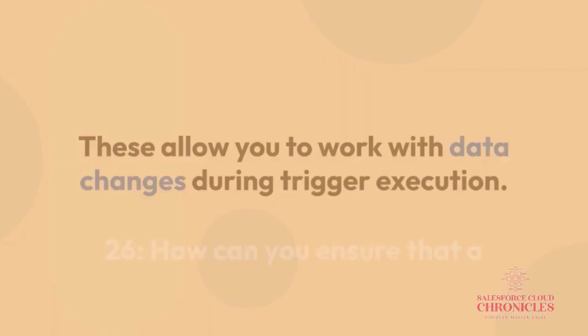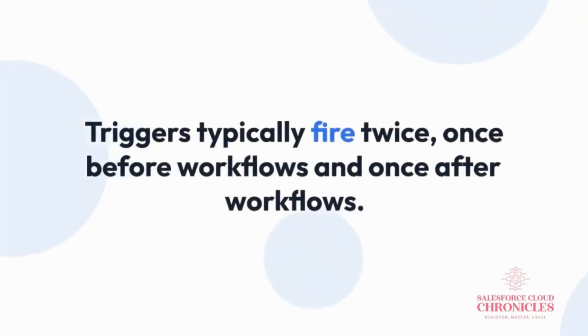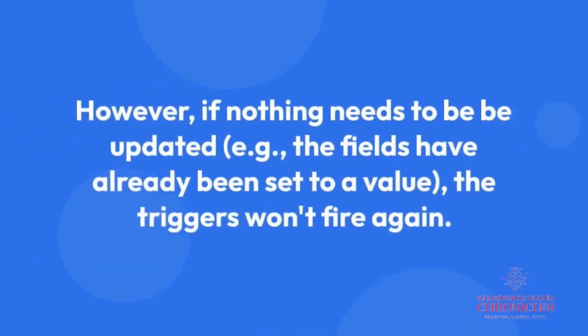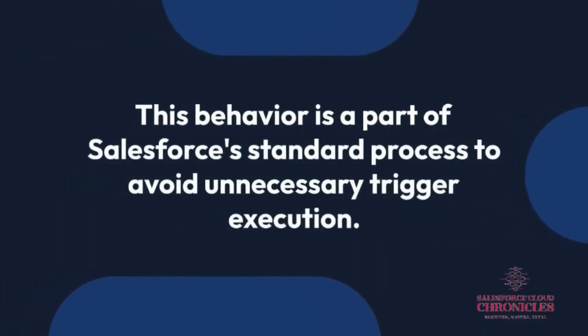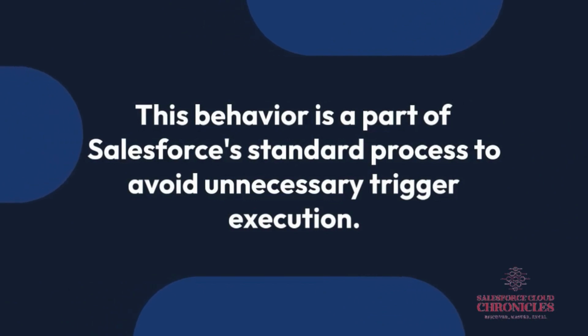Question 26. How can you ensure that a trigger fires only once? Triggers typically fire twice, once before workflows and once after workflows. However, if nothing needs to be updated, e.g., the fields have already been set to a value, the triggers won't fire again. This behavior is a part of Salesforce's standard process to avoid unnecessary trigger execution.